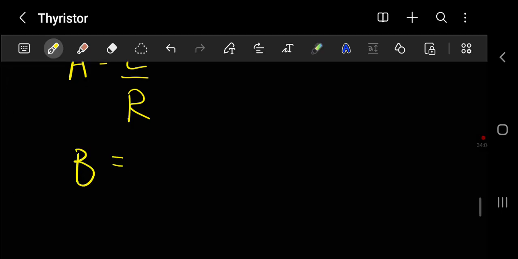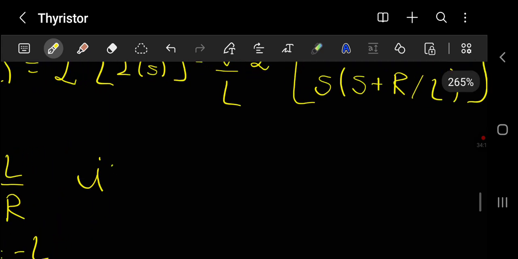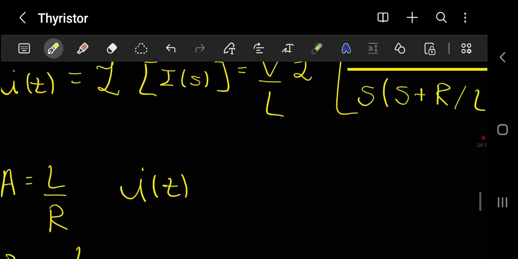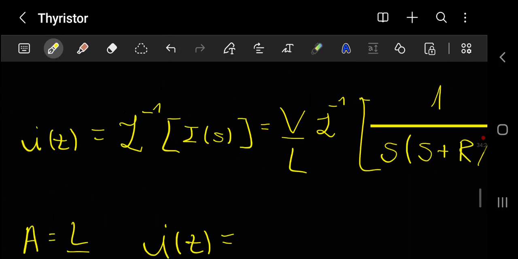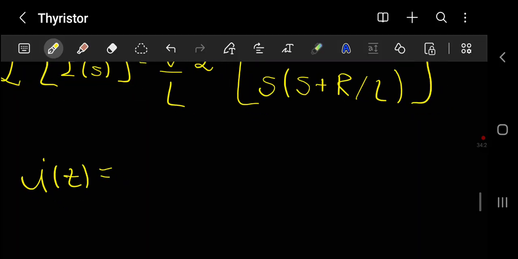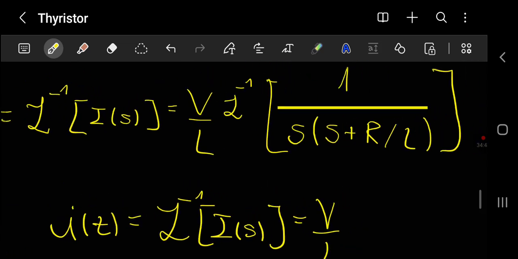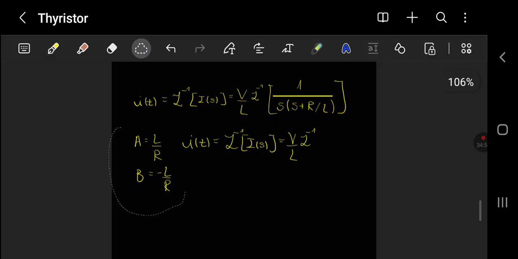A is equal to L over R, and B is equal to minus L over R, and rewriting the equation we are left with I of t is equal to the inverse Laplace transformation of the big I, in the Laplace domain, as VL to inverse Laplace.